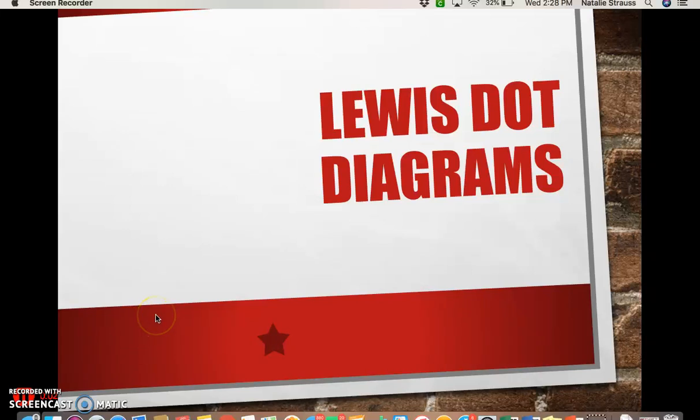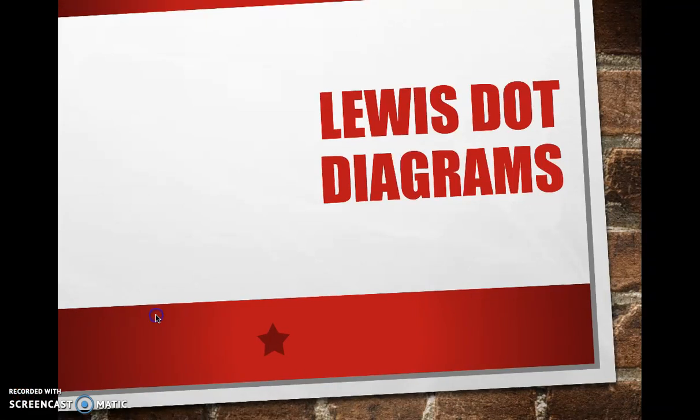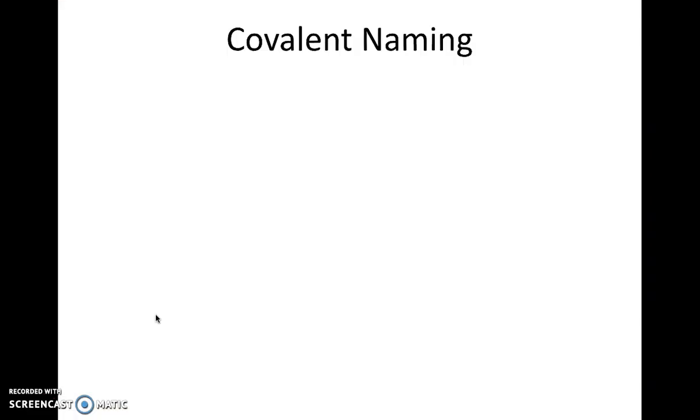Okay, everyone, we are going to take a look at Lewis dot diagrams. But before we get too far into Lewis dot diagrams, we're going to review some things about naming and making formulas for covalent molecules because we're going to need that as we go into Lewis dot diagrams. So, covalent naming. I got three molecules for you here, CO2, CO, and N2O3.